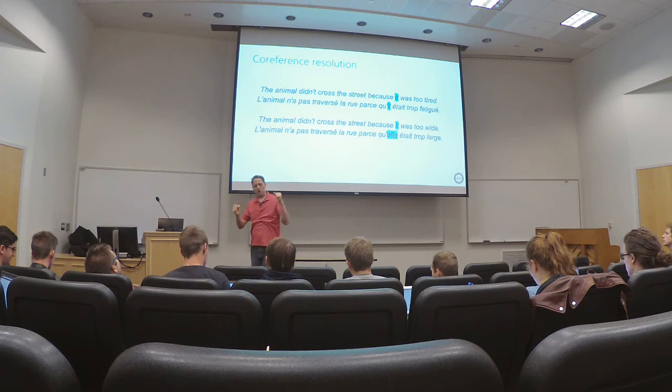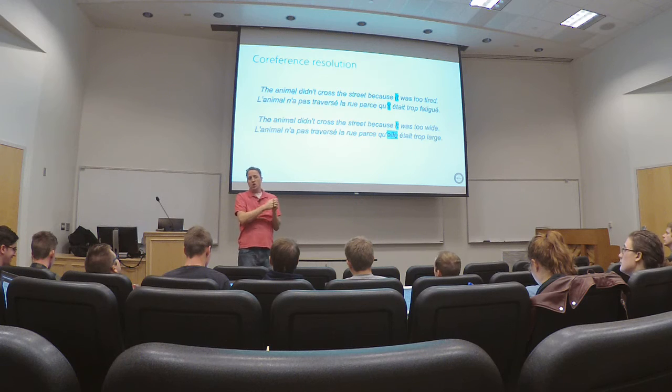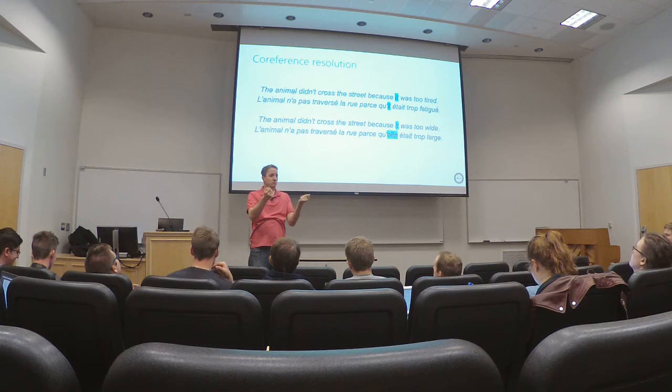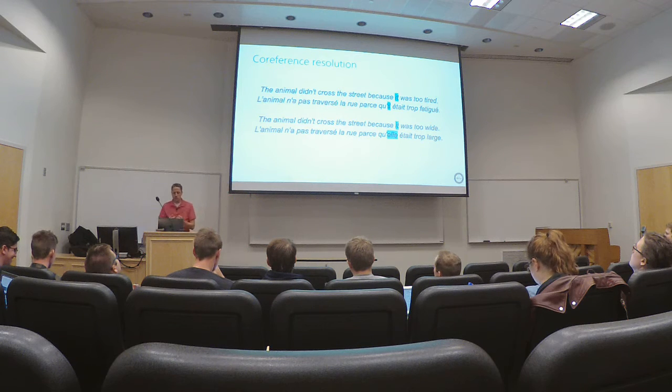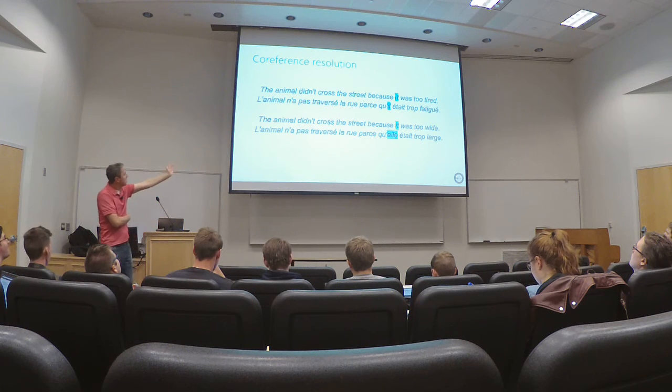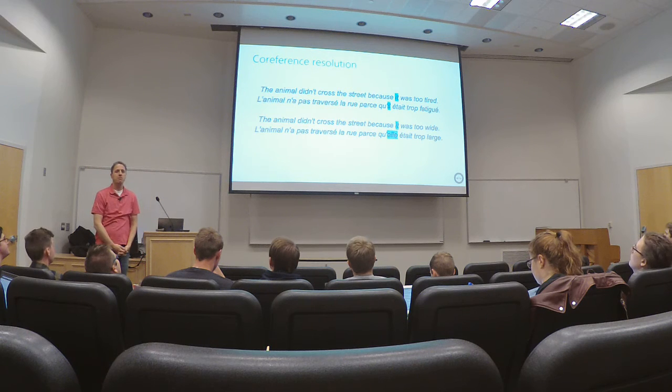And so what you can do is go through the model and ask at any point, what words did you think were most important in calculating a new word? Here's an example of why this kind of analysis is cool. So here's a traditional problem in neural machine translation. It's called co-reference resolution. Consider the top sentence: The animal didn't cross the street because it was too tired. So what does it refer to?